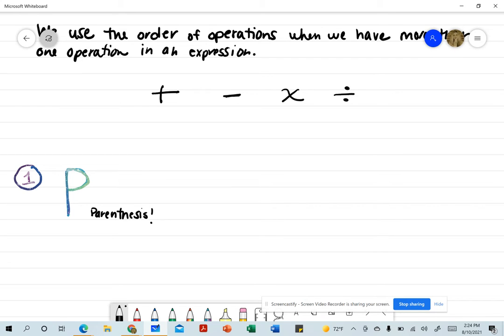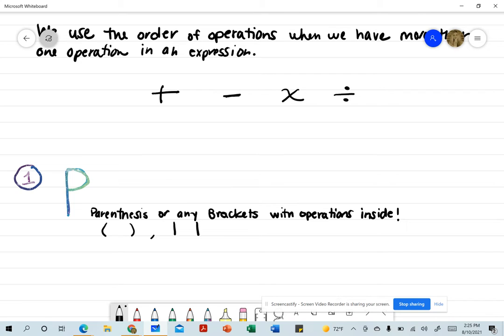So what does that mean? First of all, I have to be clear. Parentheses that we know are usually like this. However, it really is parentheses or any brackets with operations inside. So that's really important. So it doesn't just have to be parentheses.